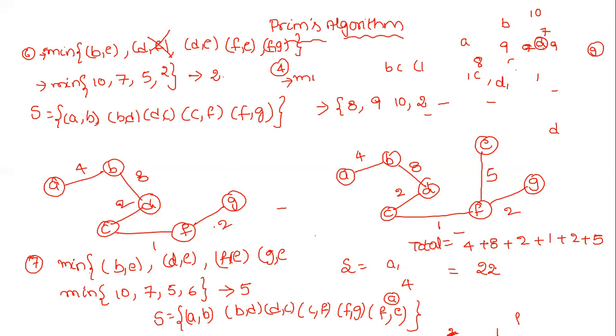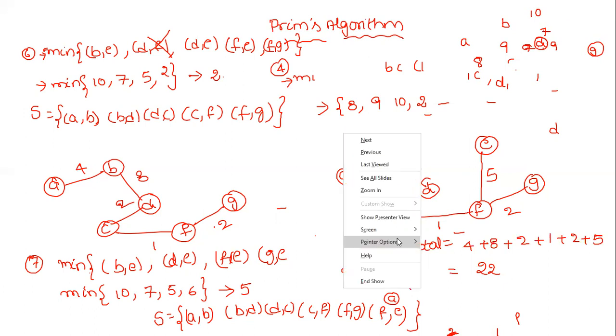So the next algorithm is Kruskal's algorithm, which is another algorithm for finding minimum cost spanning tree.